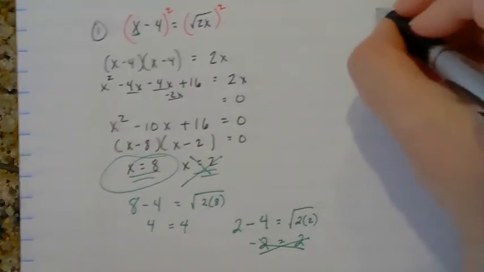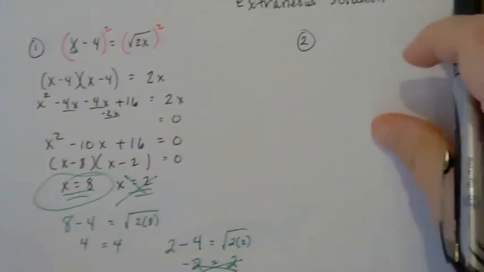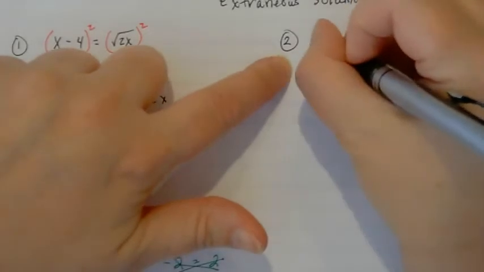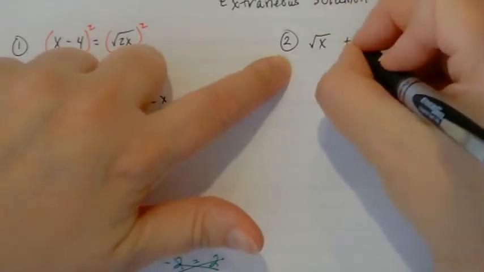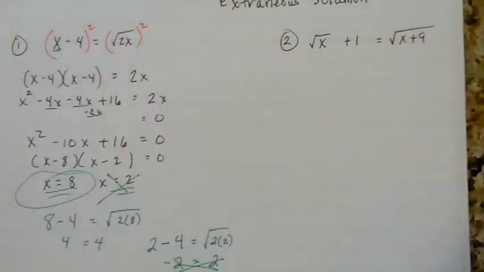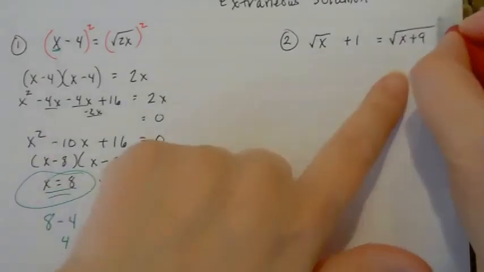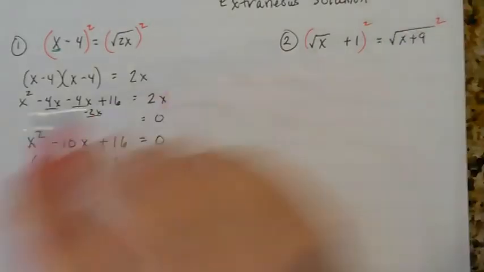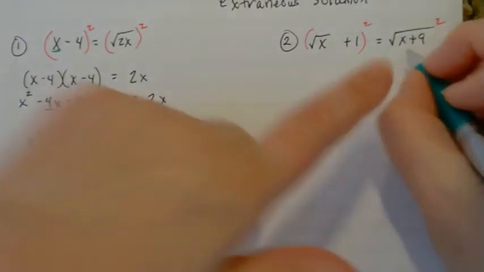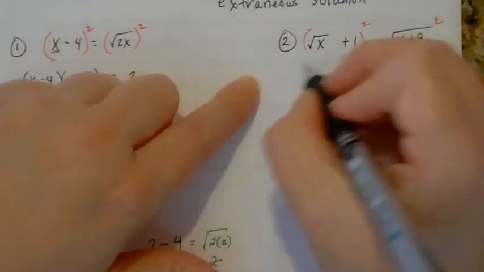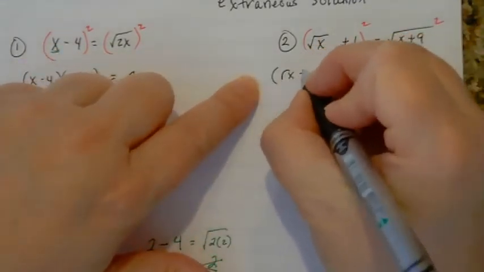Let's try this problem. Example 2. The square root of x, add 1, equals the square root of x plus 9. And since the right side of the equation has a square root, I'm going to square both sides. So on the right, I just have x plus 9. On the left side, I'm going to have to write this out twice.